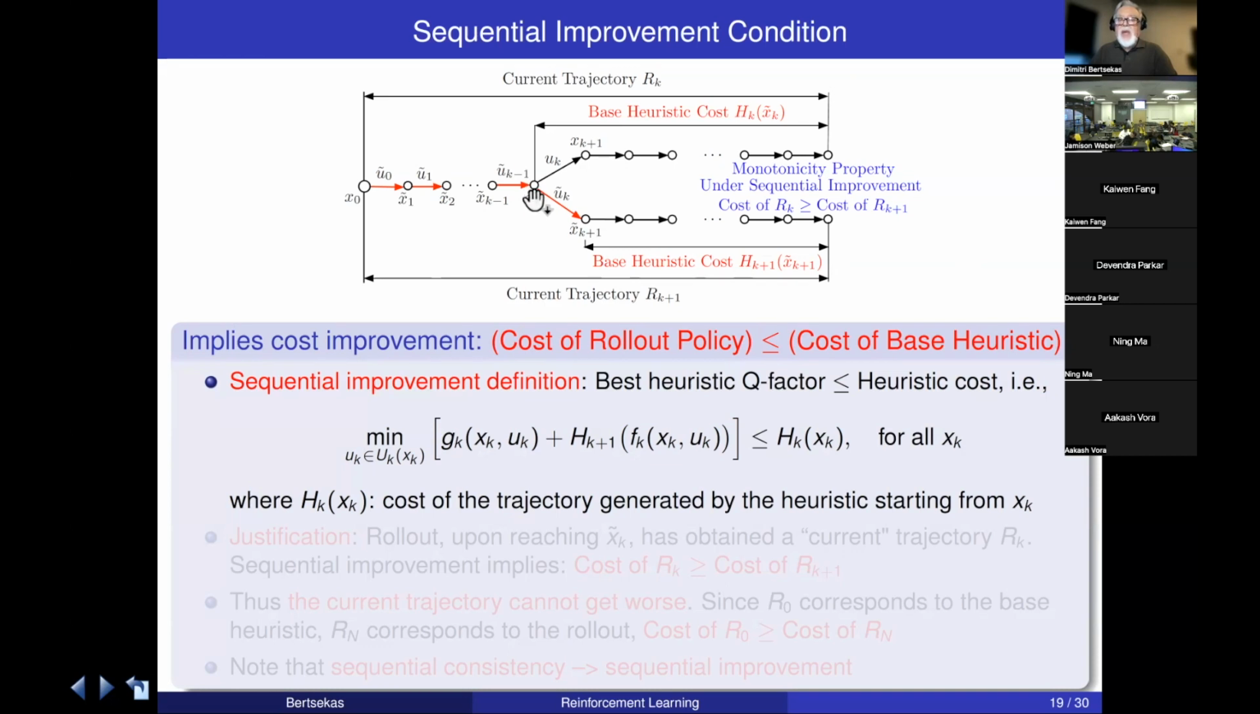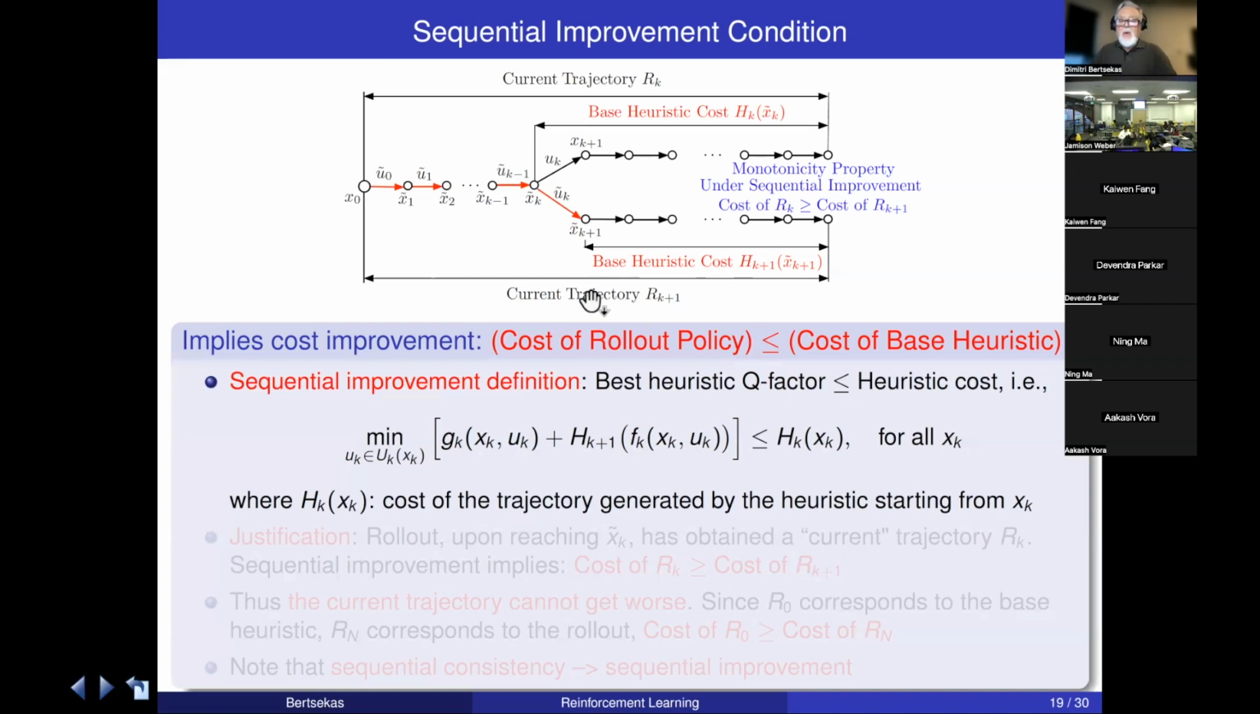So as we reach xk tilde, we have calculated the cost of a trajectory, which we call the current trajectory at time k, which is the cost of up to here, and then followed by the cost of the base heuristic. Now, once we reach this point, we look at all possible controls, and then we calculate the Q factors. We calculate the Q factor of this control, we calculate the Q factor of other controls. And the cost of this part is the cost of the base heuristic from this state.